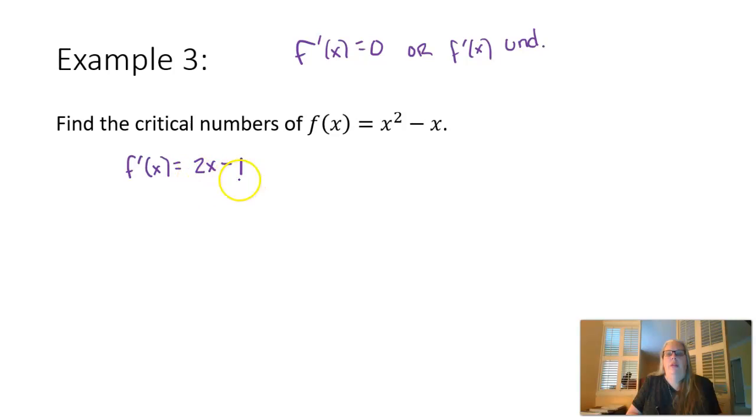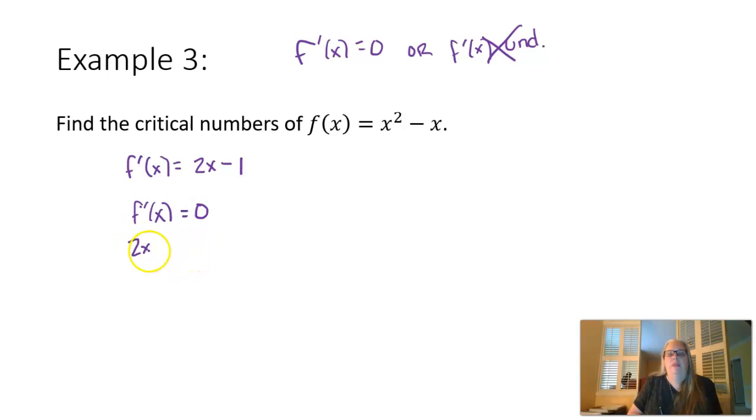Now, we know that if we drew the graph of it, this is just a line where the y-intercept's at -1 and the slope is 2, so it's not going to be undefined anywhere. This is a continuous function. But we can figure out where it's equal to 0. So I'm going to take my first derivative here, and I'm going to see what happens if I set it equal to 0.